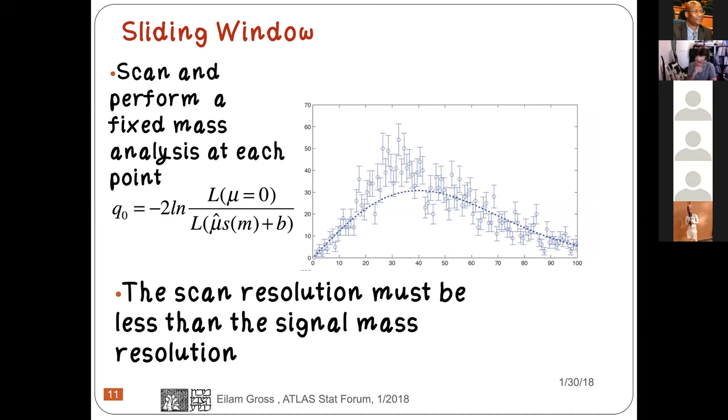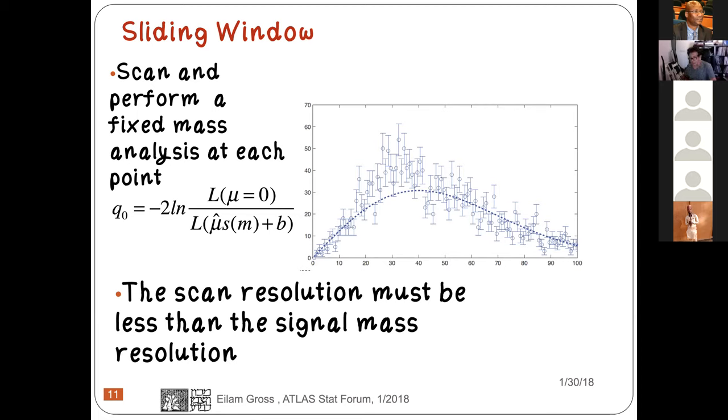The problem is when the mass resolution of the signal is 10 GeV and you scan in steps of 20. So you will miss fluctuations, right? You will blur them. The scan resolution, isn't it up to the analyzer to choose? Yeah, but you know your detector and your signal. Okay.